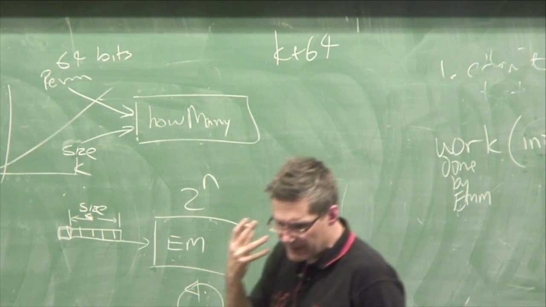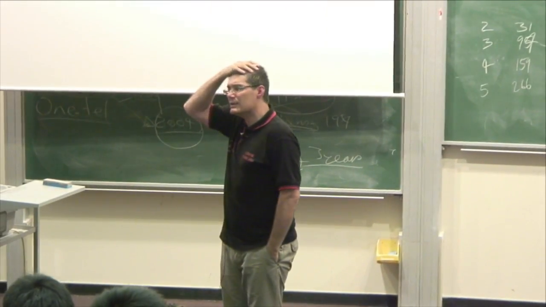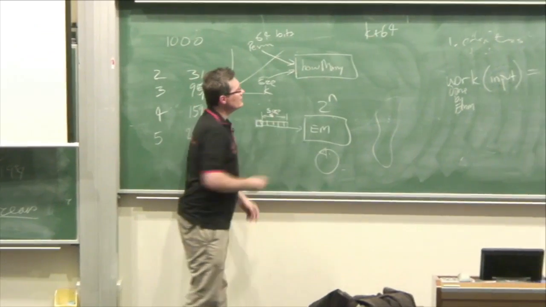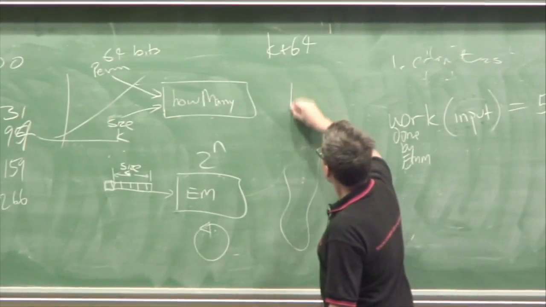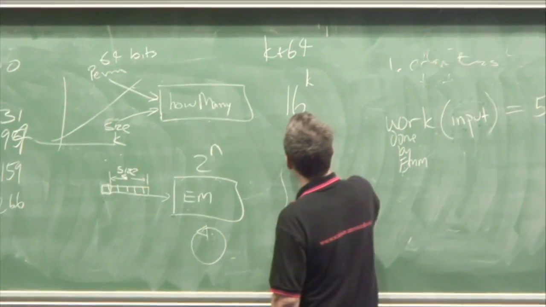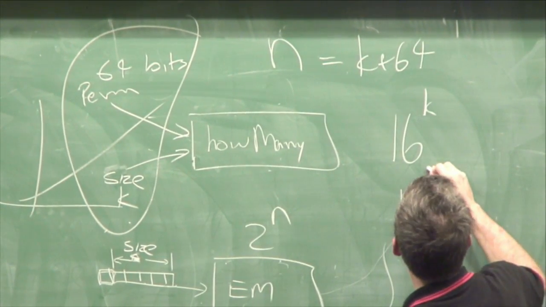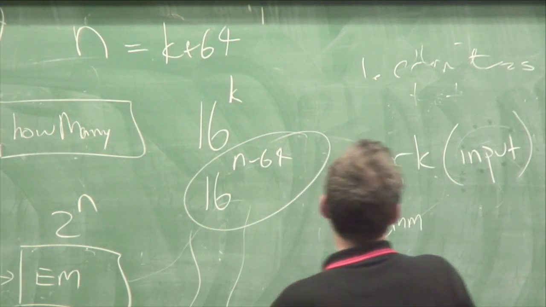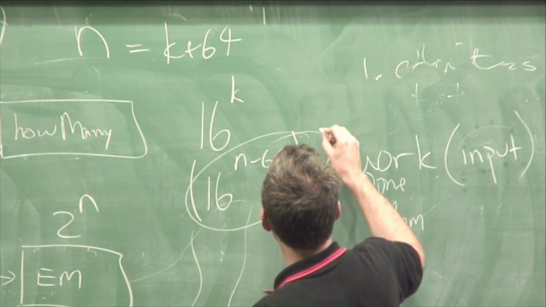Well, if your emulator, we can only talk about the complexity of a particular algorithm. If your emulator does a brute force search and goes through all programs, then how many programs does it have to consider? There's 16 to the k programs. So the amount of work it has to do is what? 16 to the, and this is our input, it's 16 to the n minus 64 is the amount of work it's got to do. Oh, sorry, it's the number of cases it's got to try. And for each of those cases, it has to do 2 to the n work.